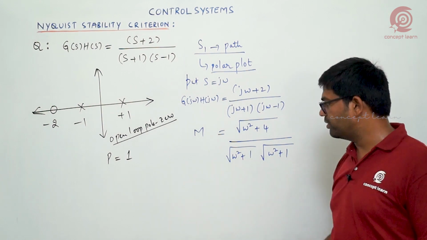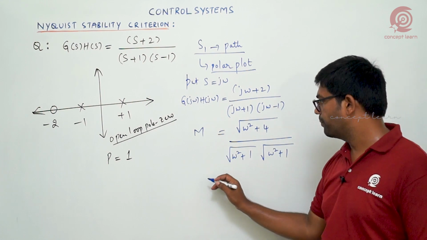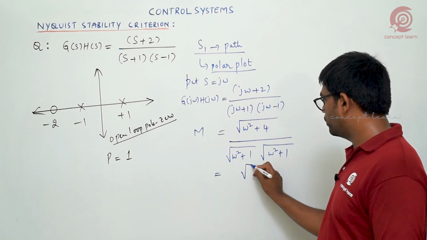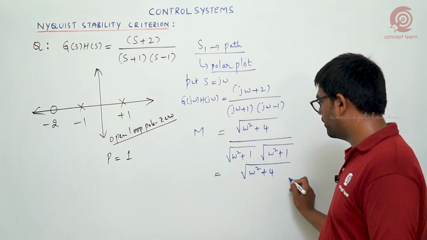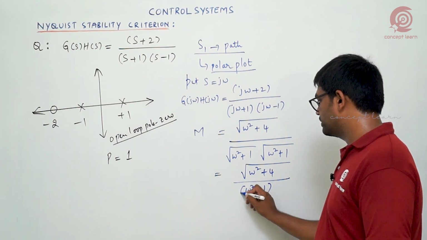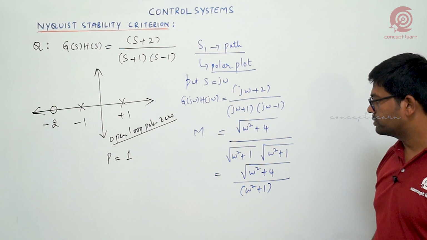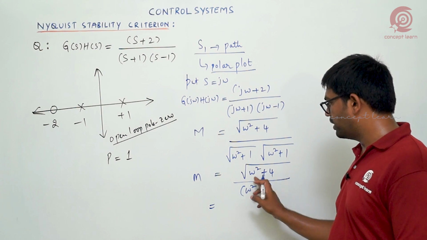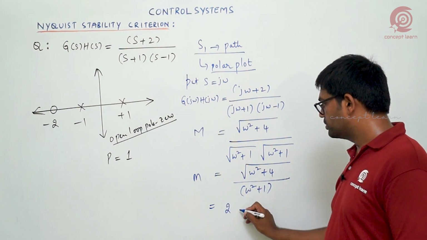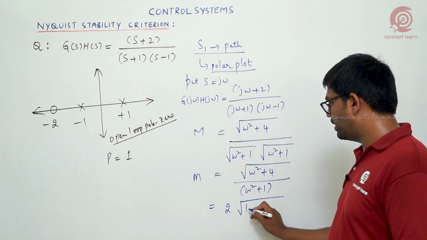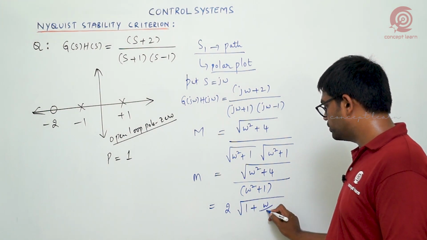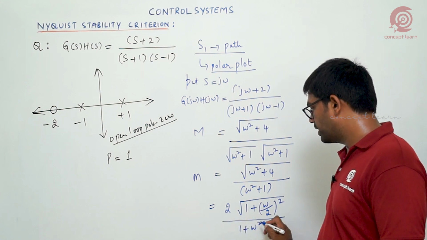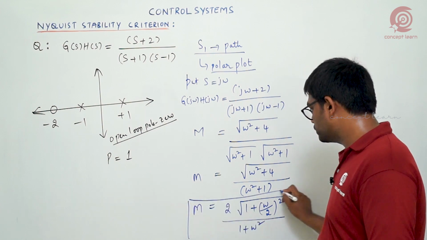So both are having the same quantity, so you can cancel this square root. What will be the magnitude we get at the end? Square root of (omega square plus 4) by (omega square plus 1) we get. This is the result for magnitude. Further, you can take 4 outside. If you take 4 outside, square root of 4 means 2 will come. So 2 if you take it out, 1 plus (omega by 2) whole square we can write, and in the denominator again we get 1 plus omega square. This is the simplified magnitude.